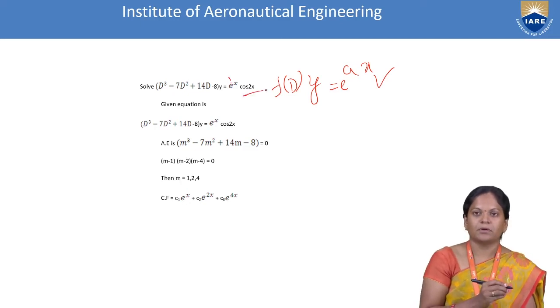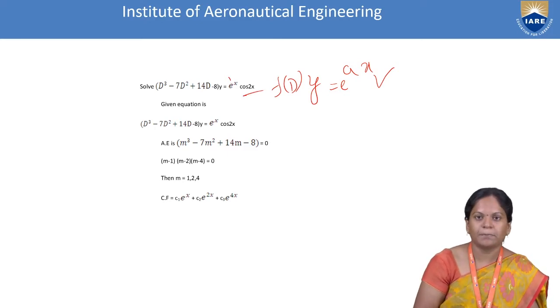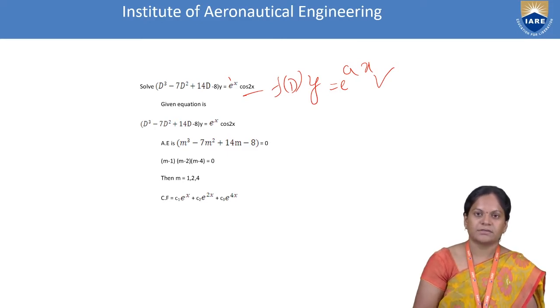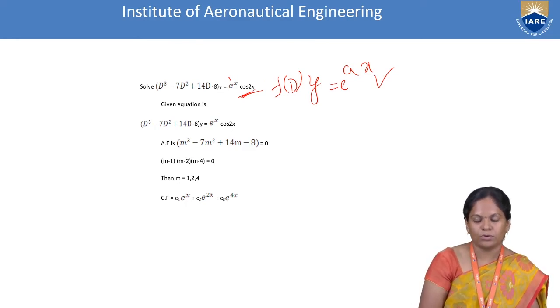We have to remember: first replace d with d plus a, then that exponential part is completed. Then write the exponential term on the left-hand side and solve for 1 by f of d plus a into v. And what is v here? Cos 2x. And before that, this is of the form f of d into y equal to q of x.